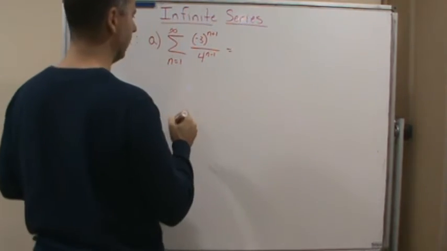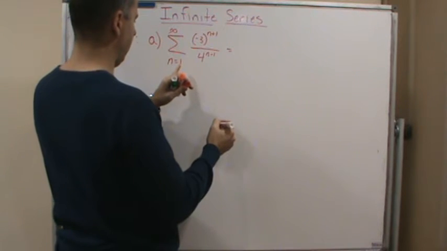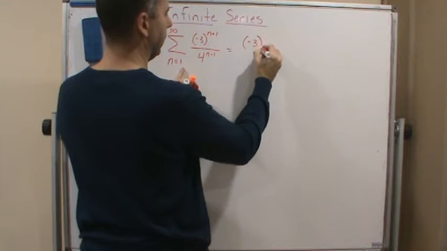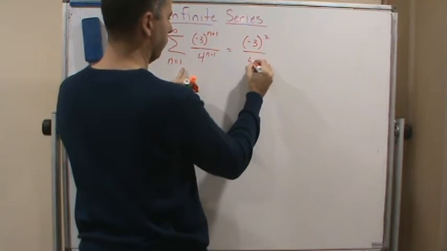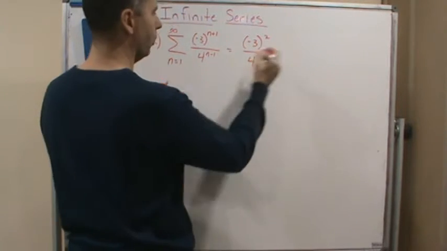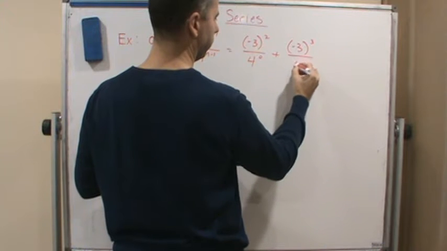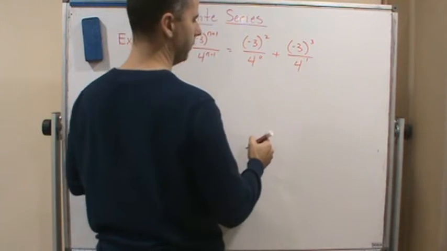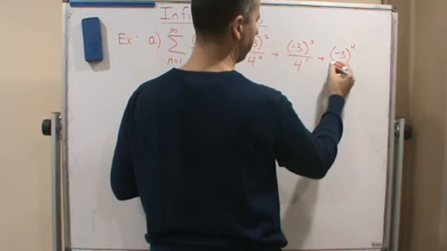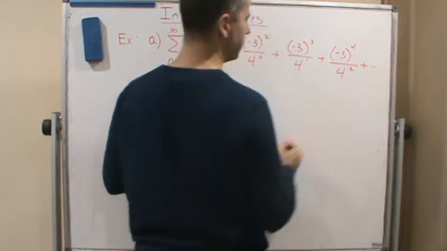So now, let's write out the first few terms. So this is going to equal what? Well, when n is 1, we get negative 3 squared over 4 to the 0. And then when it's 2, we get negative 3 to the third over 4 to the first power, plus negative 3 to the fourth power over 4 to the second power, and so on.